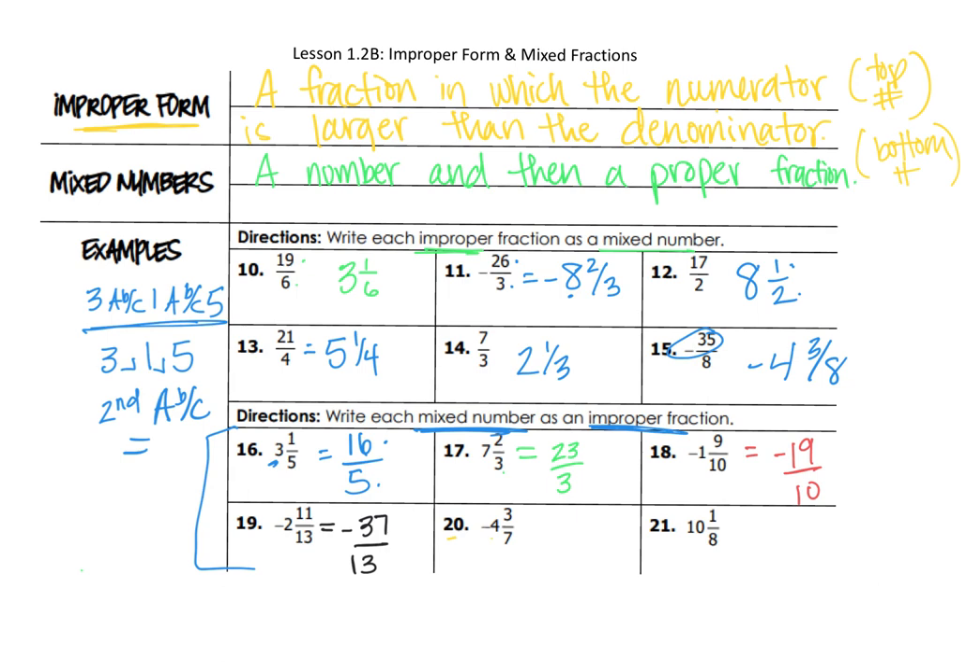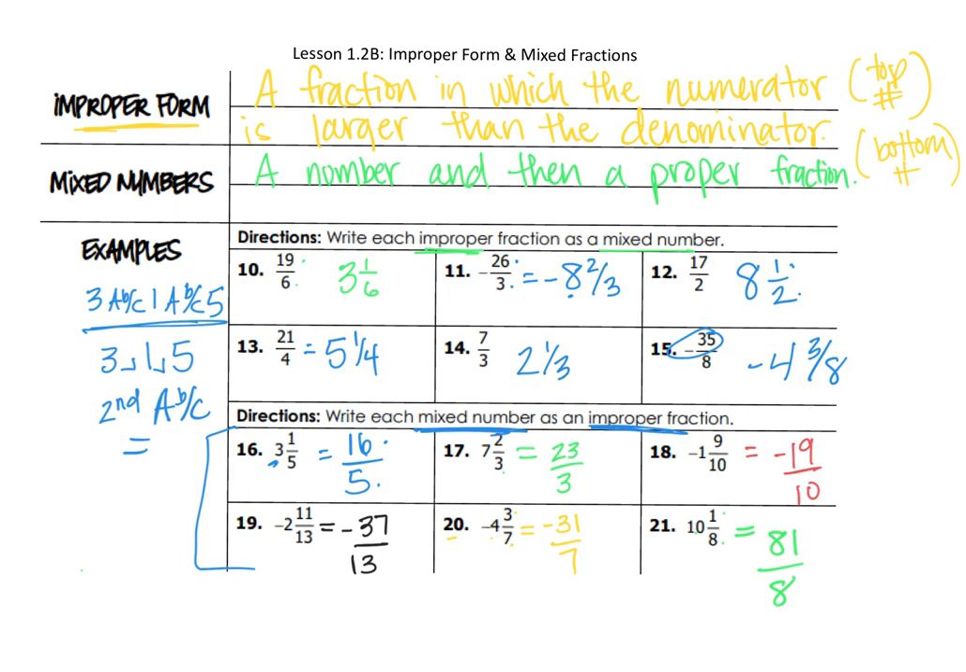Number 20, I have -4 and 3/7. So we would do -4, ABC, 3, ABC, 7, second, ABC, and this equals -31 over 7. Okay, one more, it's not even negative, it's just 10 and 1/8. So 10, ABC, 1, ABC, 8, second, ABC, equal sign, and that would be the same as 81 over 8.